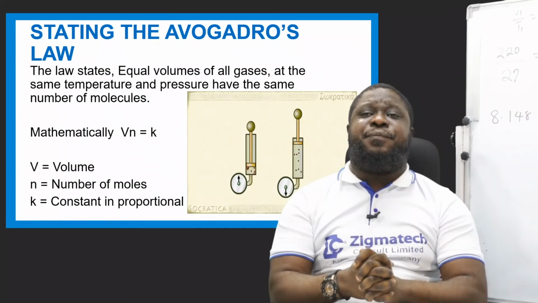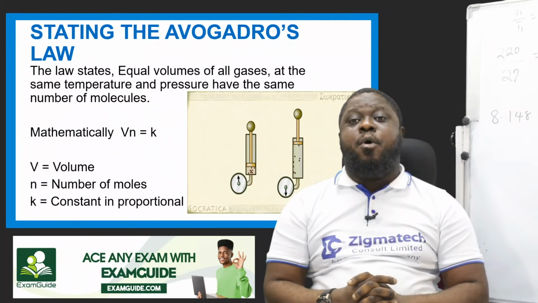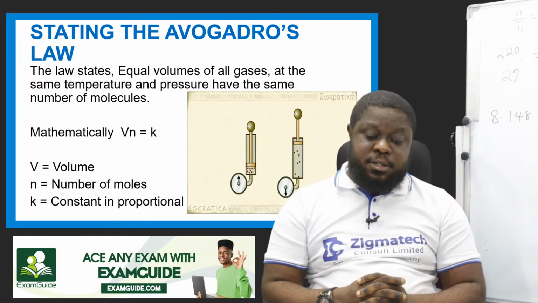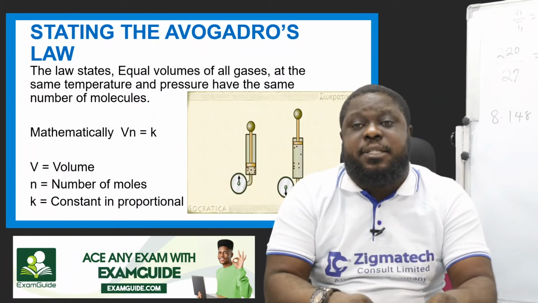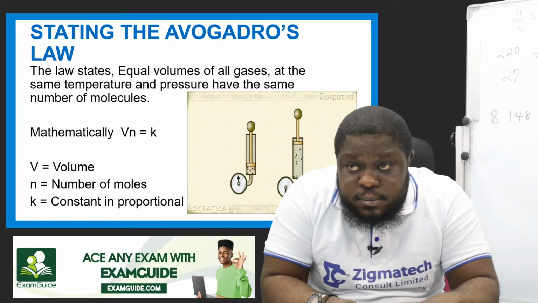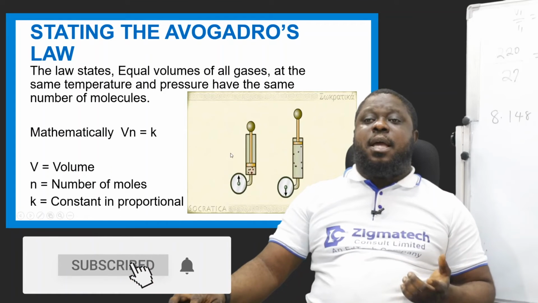So mathematically, you say V/n equals K. V is the volume, N is the number of moles, and K is the constant. Take note. Now, let's take a question from there.